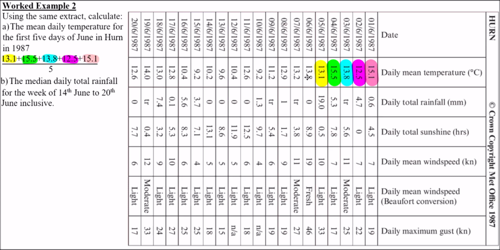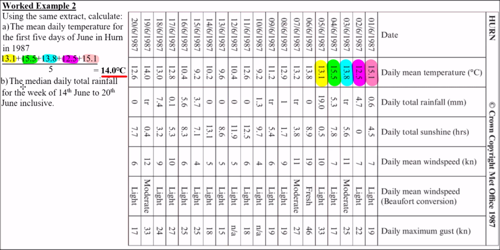So to find the mean, obviously we add all the values together, so 13.1 plus 15.5 plus 13.8 plus 12.5 plus 15.1, and because there's 5 values, we divide that by 5, and that would give us 14.0 Celsius if you round it off to 3 significant figures or 1 decimal place.